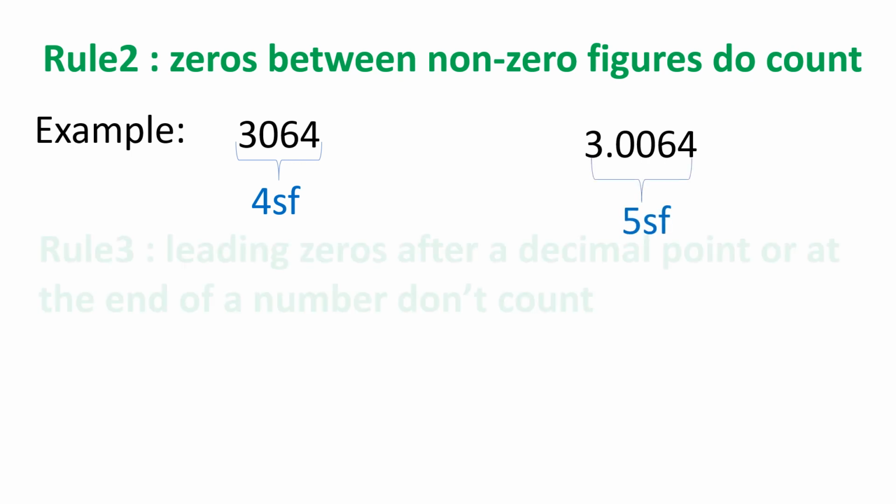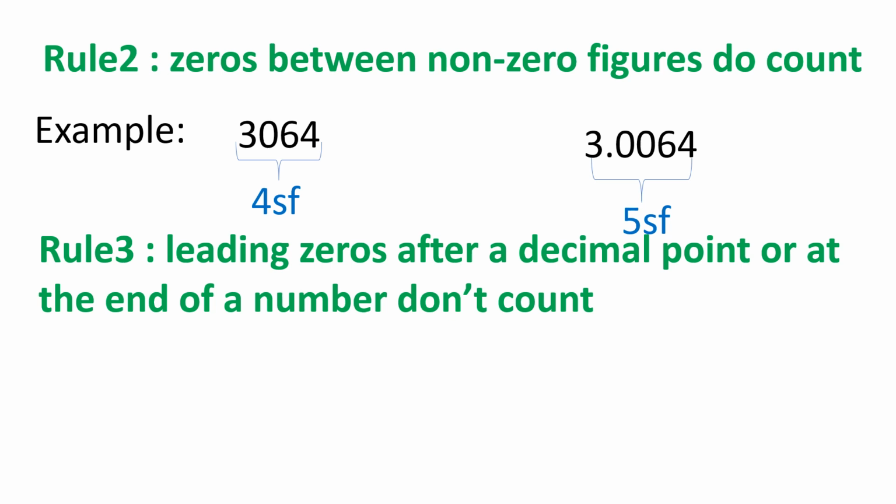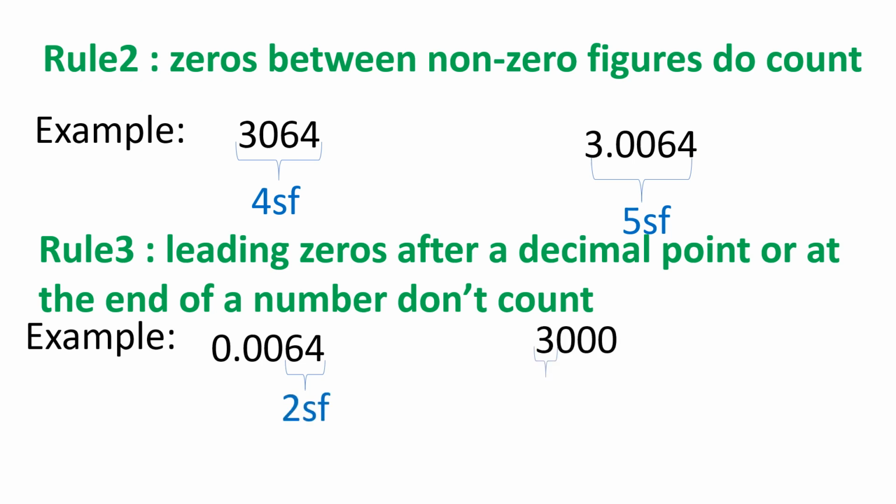Rule 3. Leading zeros after a decimal or at the end of a number don't count. For example, 0.0064 has only two numbers that make sense. Thus, it has two significant figures. Looking at 3000, only one number makes sense, therefore we have one significant figure.